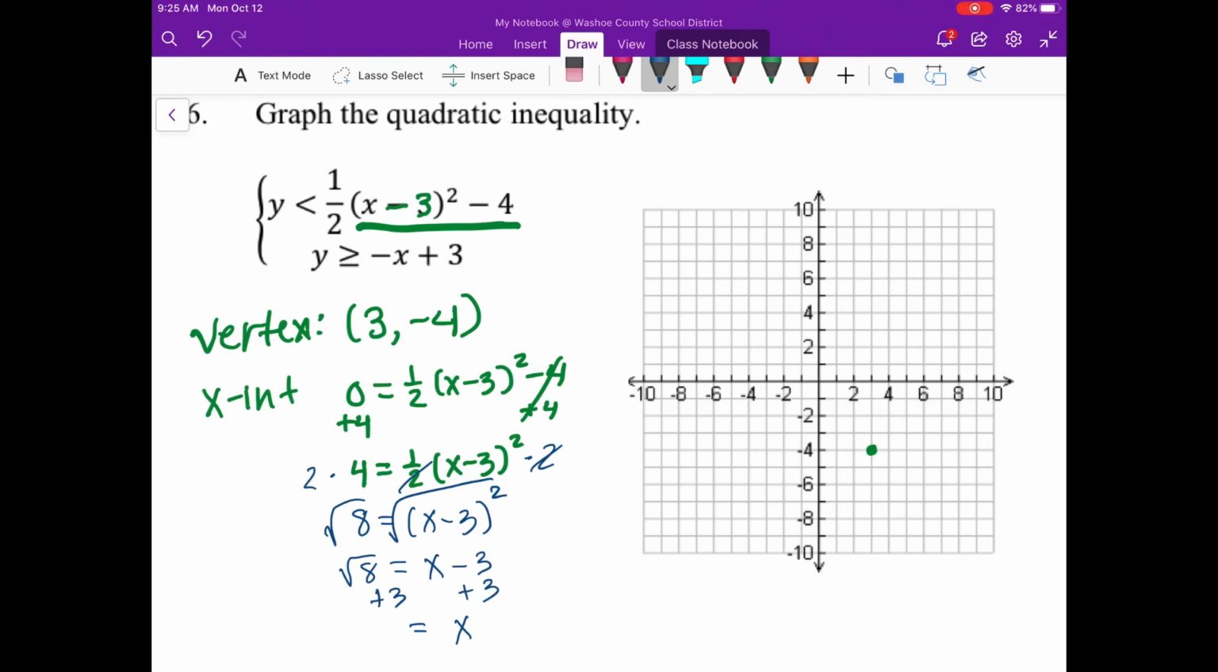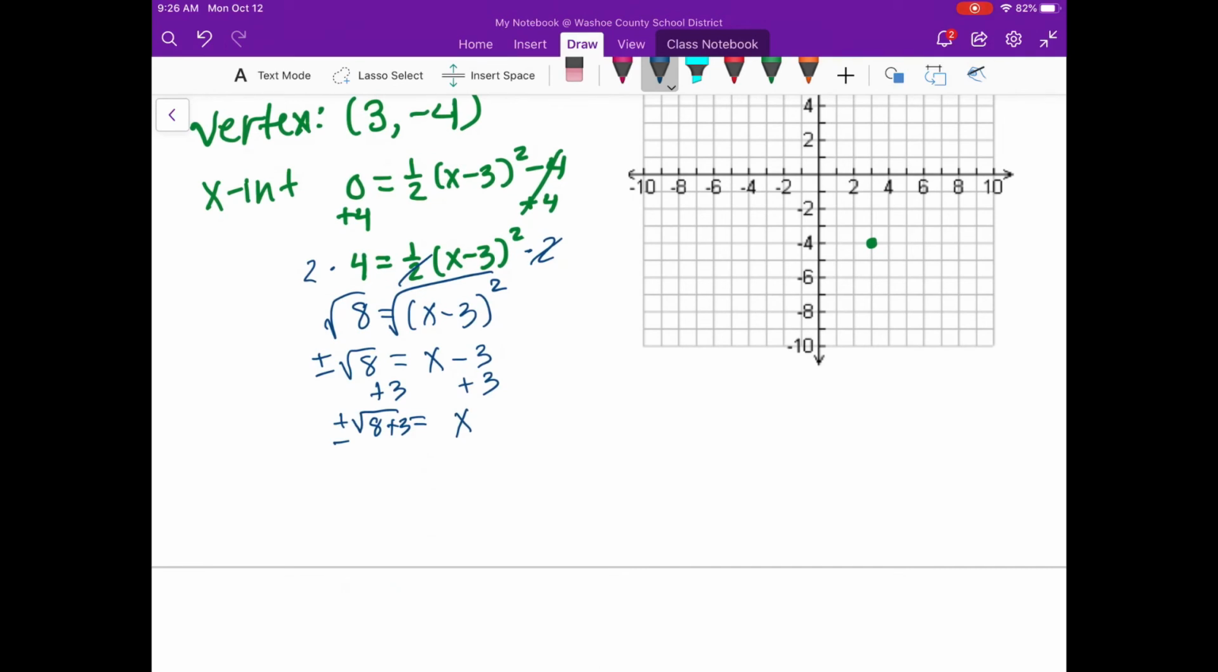So when I take the square root of 8, I need to remember that this is going to be a positive and a negative square root of 8. So really I'm going to have to split this up into 2 problems. I have plus or minus square root of 8 plus 3. So I'm going to need to do the positive and the negative of that.